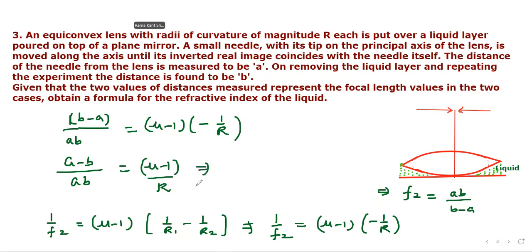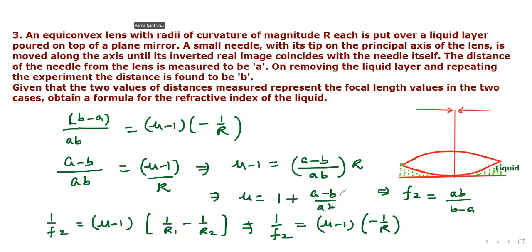So we can multiply by R on this side. So mu minus 1 equal to A minus B upon AB times R, which gives mu equal to 1 plus A minus B upon AB times R, which is the final answer.